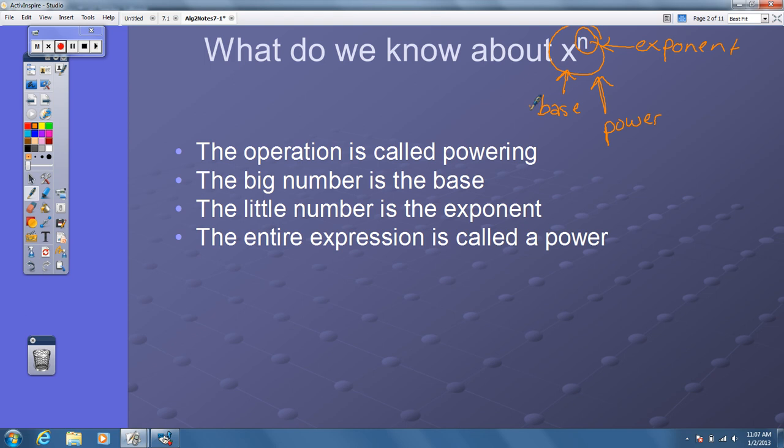Base is the important one. They'll ask you what is the base of a power a lot of times. And exponent comes up also because this tells us a lot about the graph. So those are some important words for you to know.